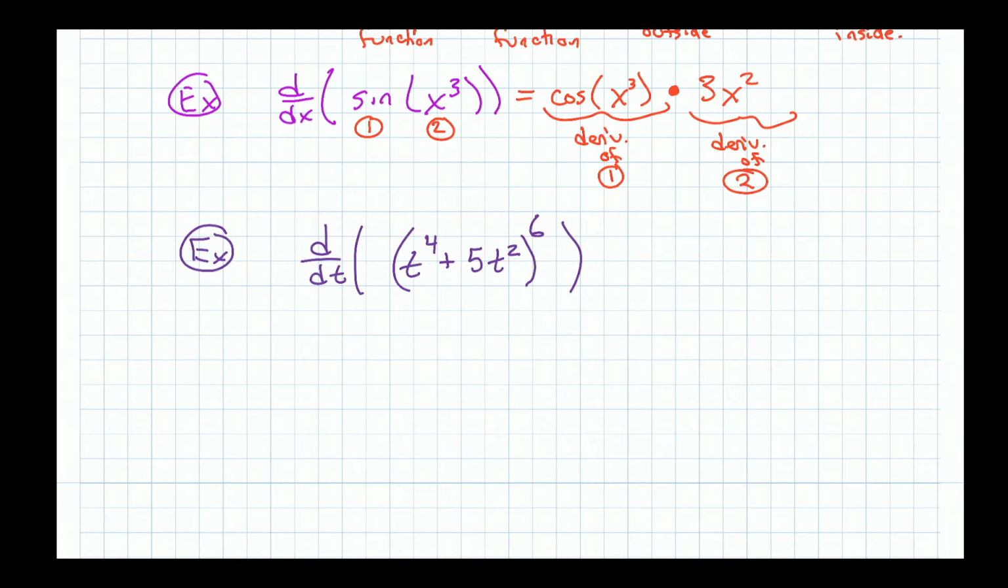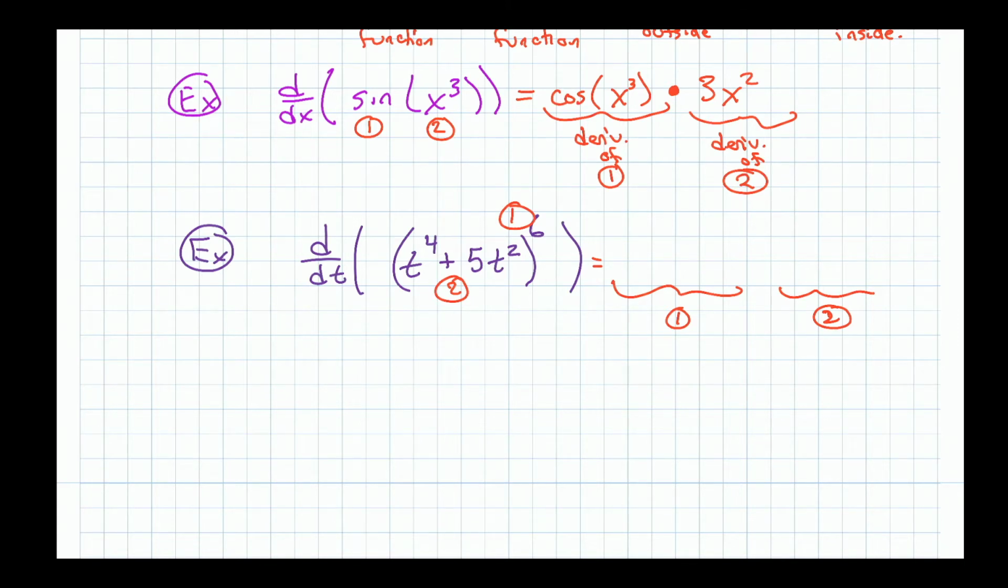So again, I'm going to advise that you just kind of in your head number the functions from the inside out. So the outside function is actually this 6th exponent, like something to the 6th. And your inside function is this little polynomial here. So when you take the derivative, you take the derivative of 1 first, and then you multiply by the derivative of 2. So how do you take the derivative of something to the 6th power?